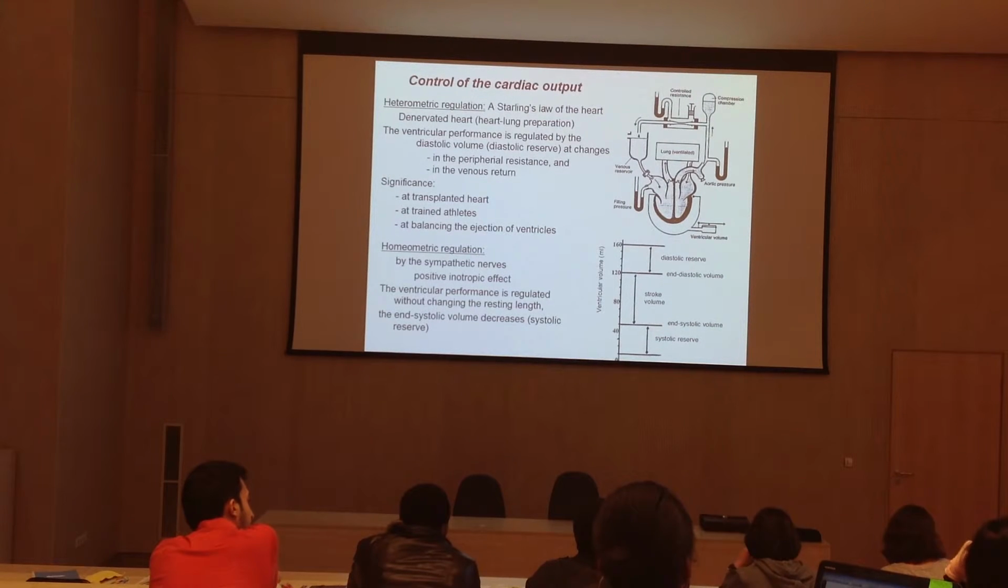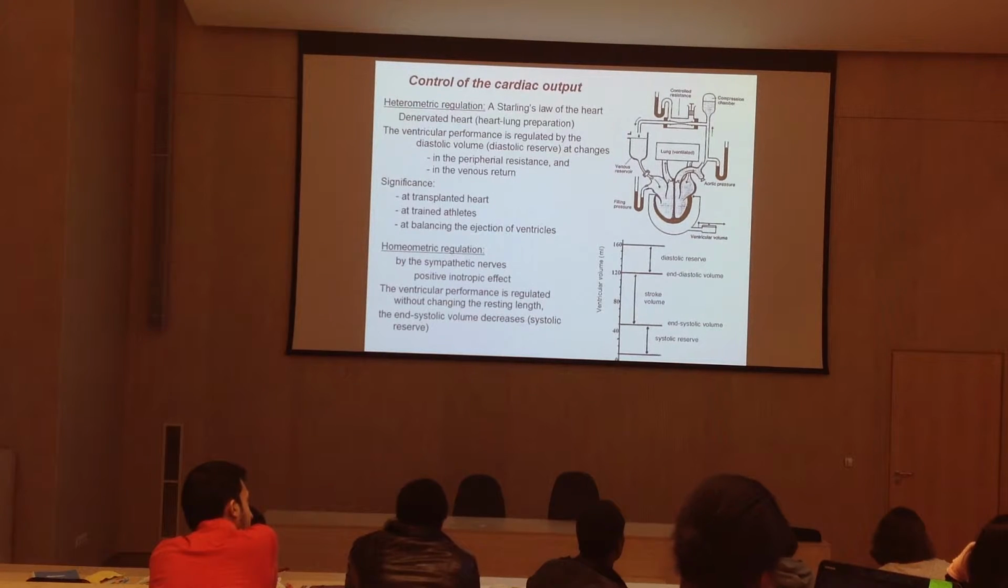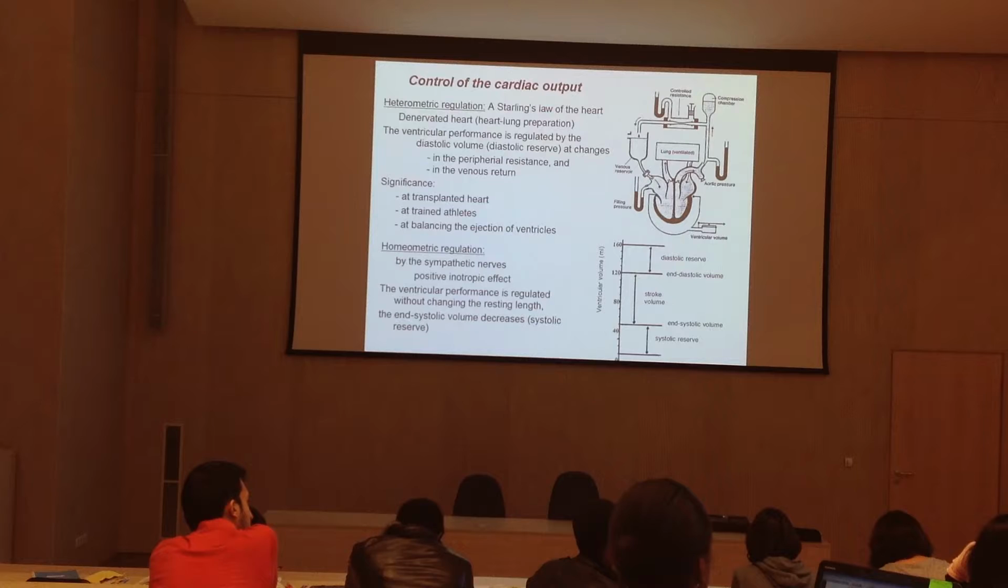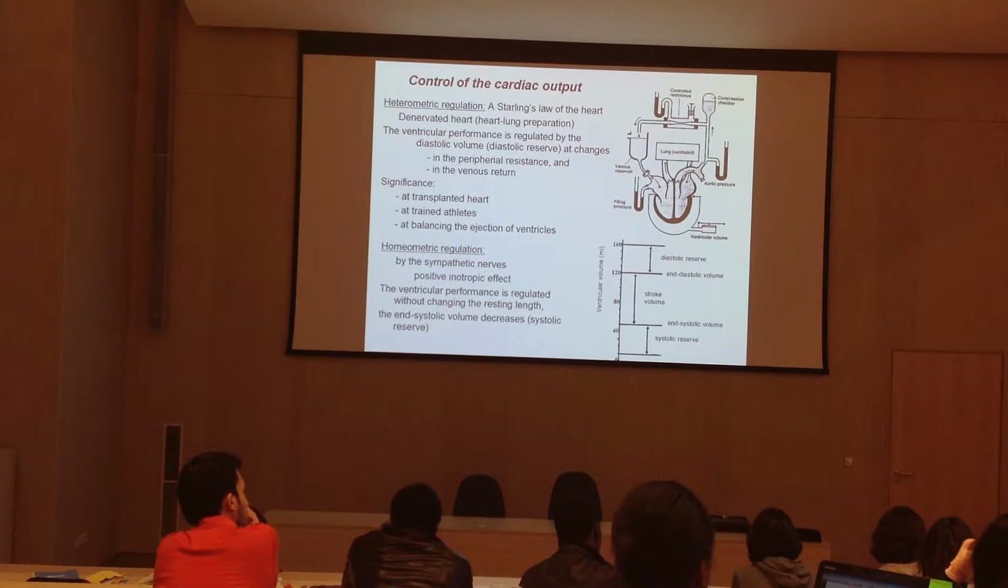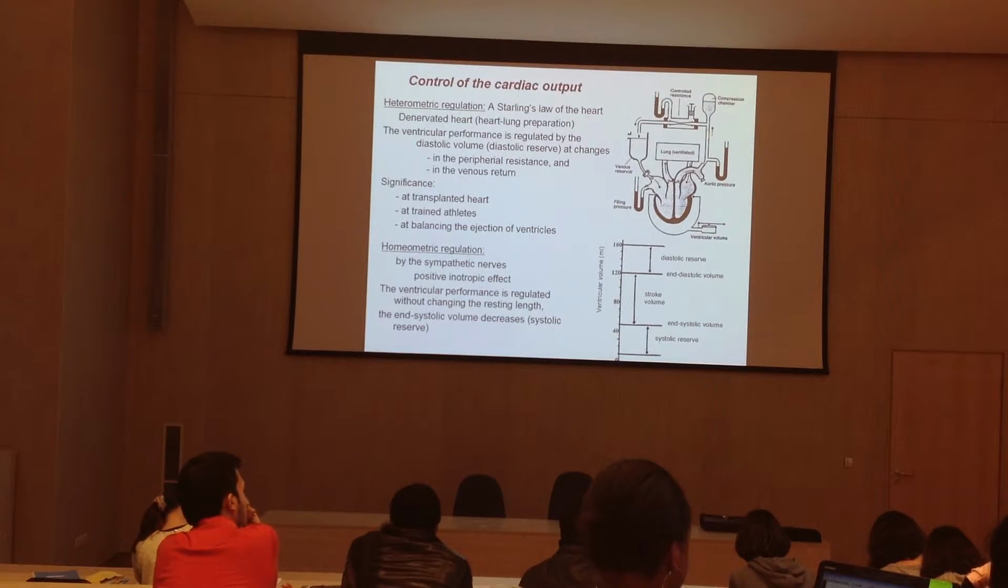What happened? The contractile force was increased at the expense of the possibility that the end diastolic volume could be larger. So this is basically a reserve volume which can be utilized if the filling is larger. Therefore, this is called diastolic reserve. This is Starling's law, the heterometric regulation. Okay, return back to the normal resting contraction.